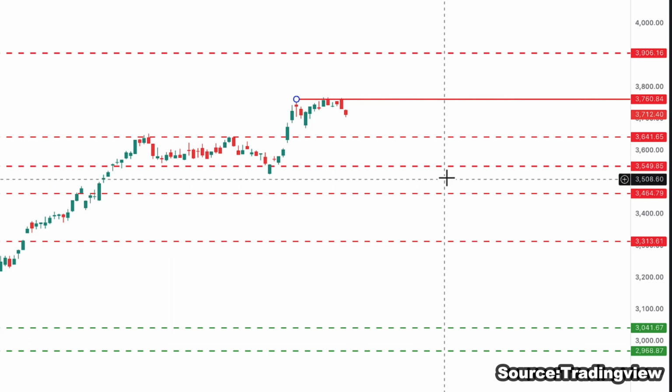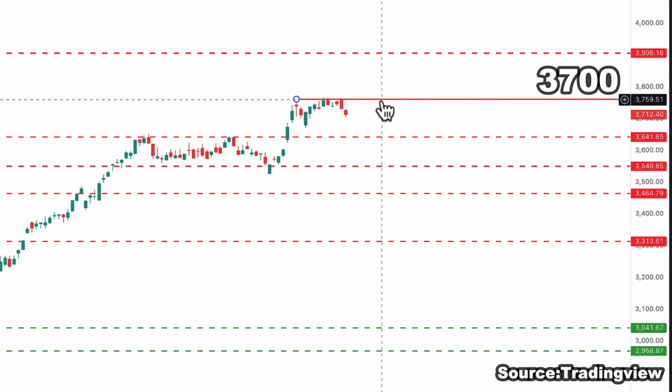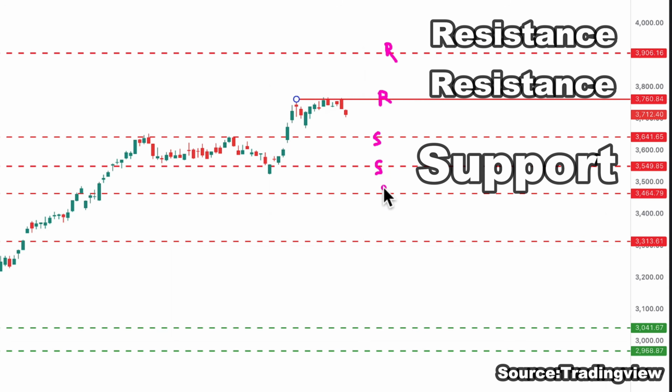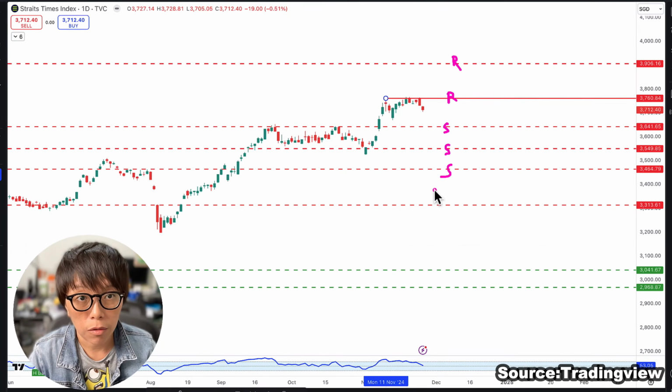Okay, so what do I have here? Because price right now is trading about 3,700, and the recent high is 3,760, and that becomes the resistance level. So I have two resistance levels, one here and the other one here, and I have a support level, support level, support level. All right, so isn't that simple?